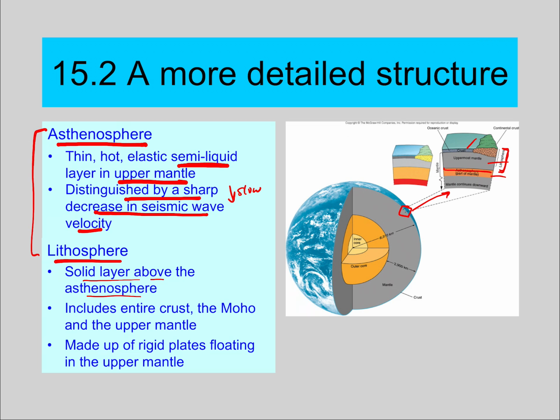This is the solid layer above the asthenosphere. It includes the entire crust, the Moho discontinuity, and the upper mantle. And it's made up of rigid plates floating in the upper mantle. And so essentially you have this solid plate floating on something liquid. And as you can probably guess, this is going to give rise to something like plate tectonics.